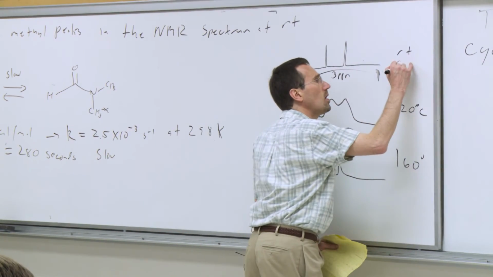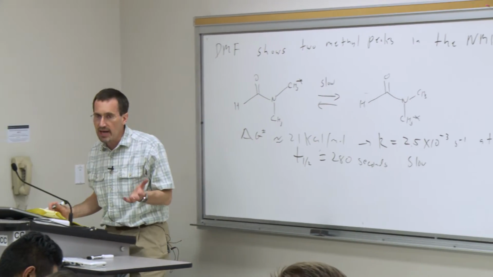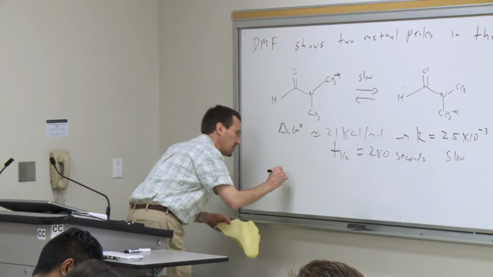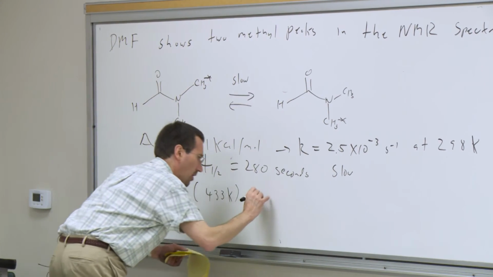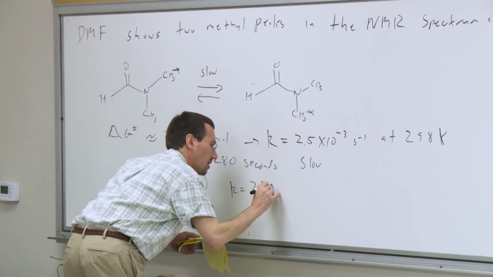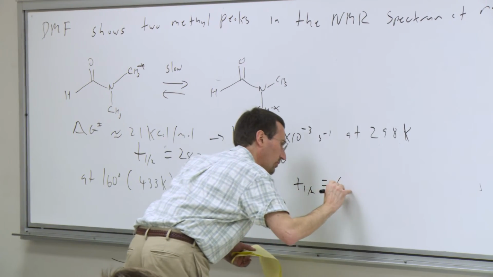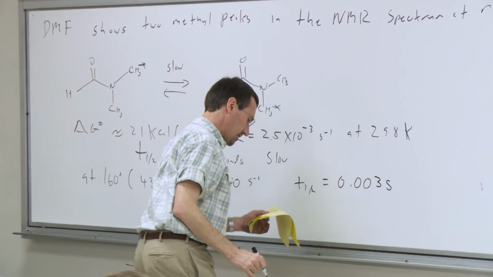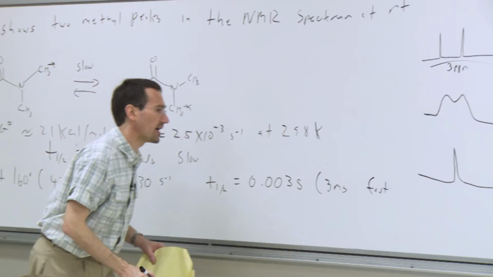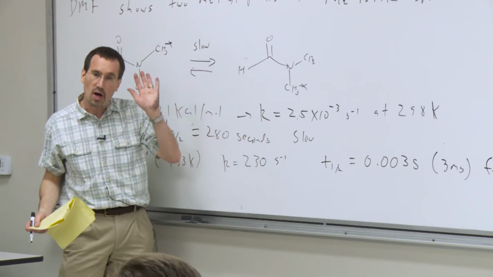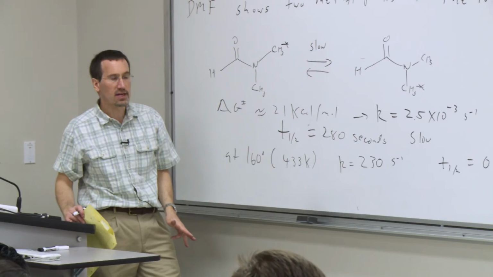In other words, here we're slow at room temperature. At 160 degrees, we're fast. And you can apply the Eyring equation and see exactly what this means. At 160 degrees Celsius, that's 433 K. Our rate constant equals 230 per second, and that translates to a t 1/2 equal to 0.003 seconds. That's 3 milliseconds, and that's fast. Remember, we said above 100 milliseconds is slow on the NMR timescale. Below 10 milliseconds is fast on the NMR timescale.